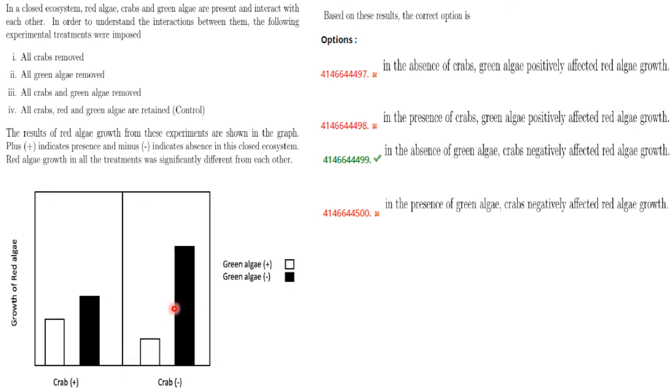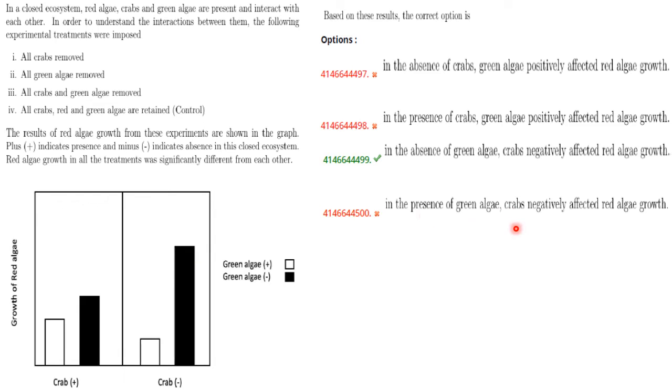Why? Because if you compare these two bar diagrams, you will see that this is in the presence of crabs and absence of green algae. This is absence of crab and absence of green algae. So they have told for in the absence of green algae and crabs present. So you have to see for this bar, compare it with this bar. So crabs negatively affected red algal growth. That is correct. So if crabs are absent, it will positively affect red algal growth.